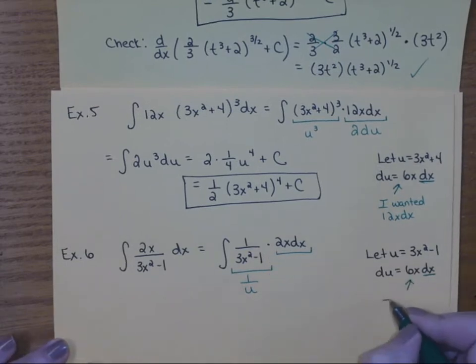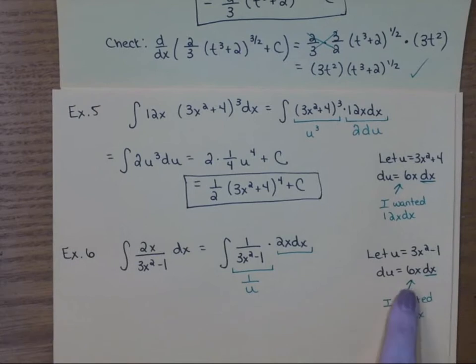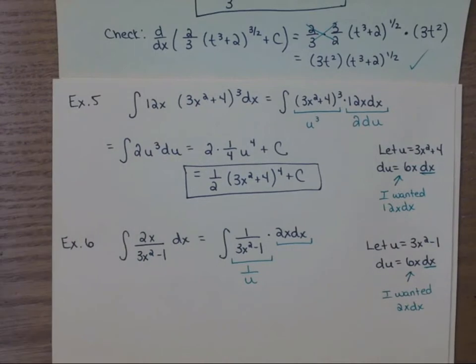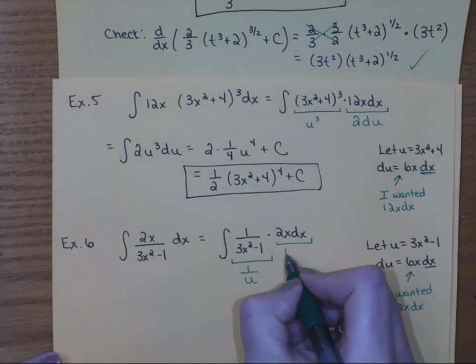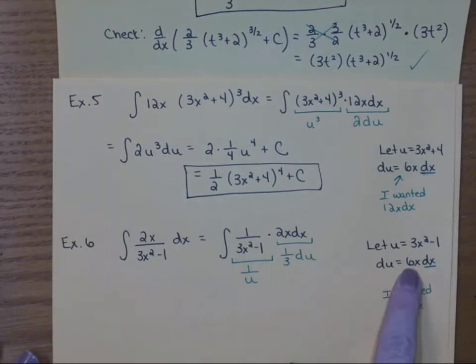So right here I wanted this to be 2x dx. So how can I make a 6 be a 2? Okay, notice this is a bigger number than the one I want. Okay, so I'm actually going to need to multiply by a fraction or divide. Okay, so think about this. 1/3 du would work, right? Think about that. 1/3 times 6 would be 2, so that works out. You always want to ask yourself, does this work out or not?